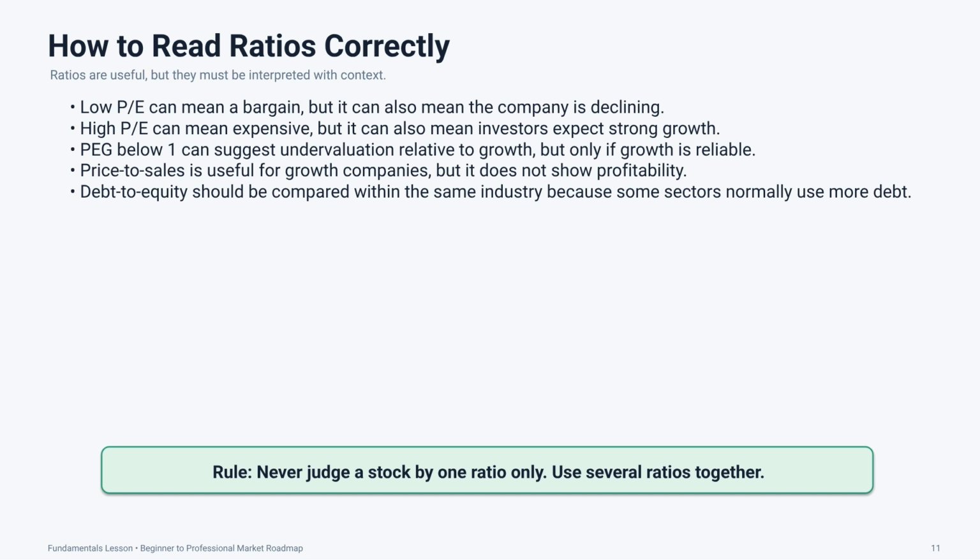The rule is, never judge a stock by one ratio only. Use several ratios together. The main idea is ratios are tools. They help us ask better questions, but we must compare them with growth, profit, debt, cash flow, and industry averages.